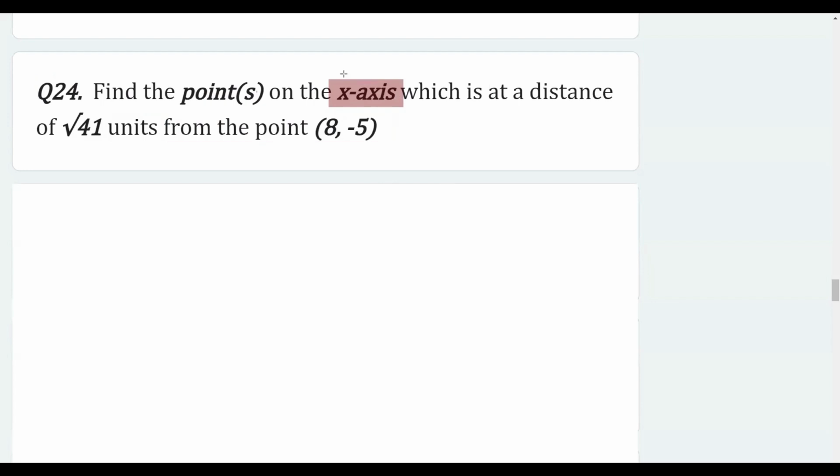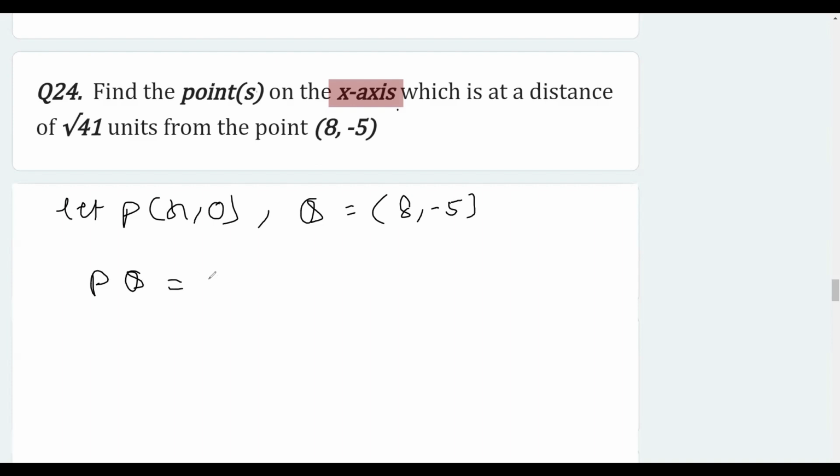So we can say let the required point be P whose coordinate is x comma 0, as you know that its y-coordinate will be 0. And say this is point Q, I took this point as Q. I'll write it here. Q is equal to 8, minus 5. We are given the distance between these 2 points PQ, which is equal to under root 41. Now, instead of applying the distance formula, let's first find out the square of this. This way we can minimize the calculation involved. Squaring both sides, we get this.